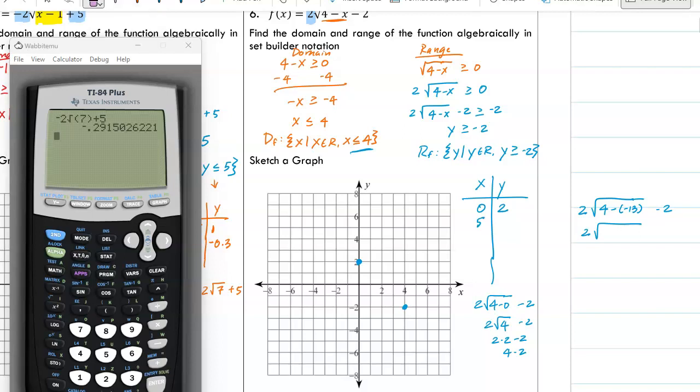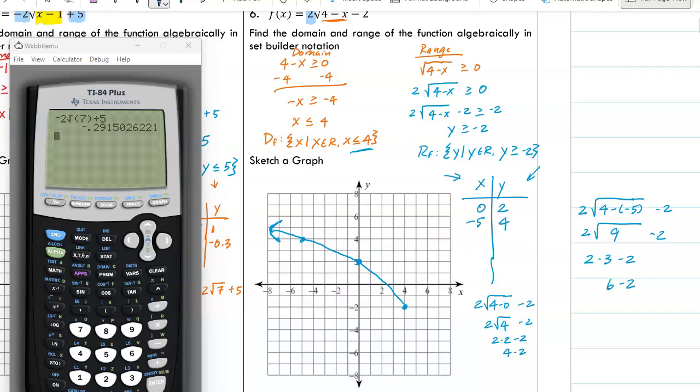Let's put in negative 5. Negative 5 gives me a 9. 2 times 3 minus 2. That's 6 minus 2, which is 4. So (-5, 4), right here. Connect the dots. Put my arrow. There you go.